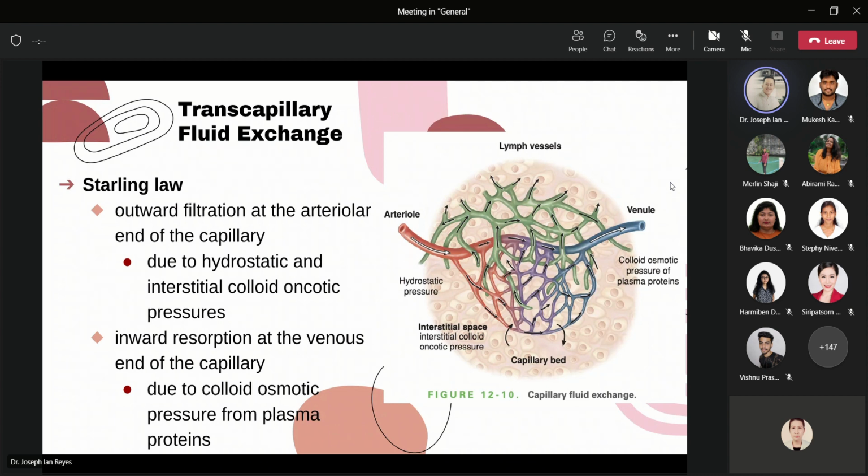So higher pressure, lower pressure. From the arteries, the veins will be pulling. So there will be exchange of fluids or pressure. Again, outward filtration at the arteriolar end of the capillary due to your hydrostatic and interstitial colloid oncotic pressure. So pulling out. Then inward resorption, pulling in because of your colloid osmotic pressure from plasma proteins. So because of the concentration, that would be Starling's law.